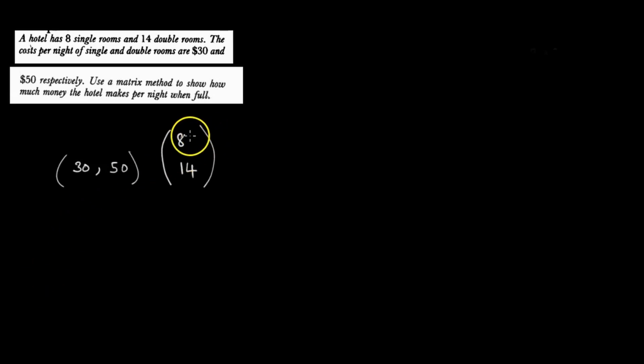Tatonyora the number of rooms, both single and double, as a column matrix, the amounts as a row matrix. We do what we have to do first. We predetermine kuti answer yedu inofanira kubuda yakaita sei.